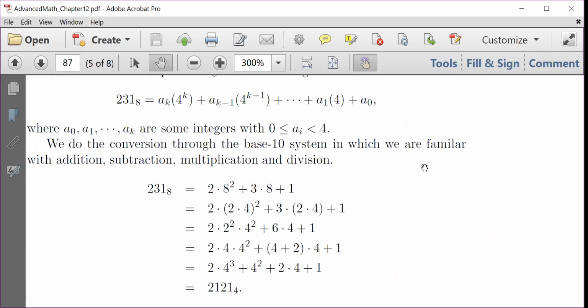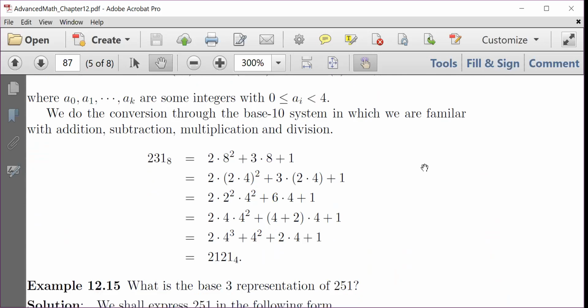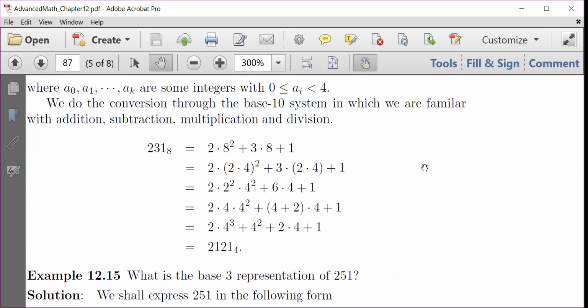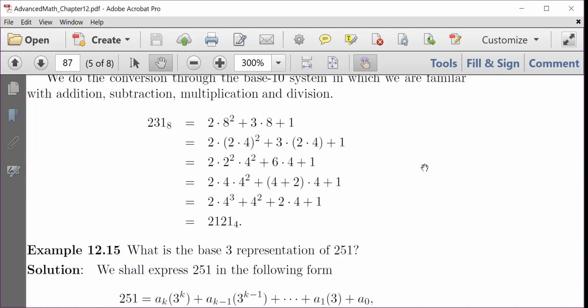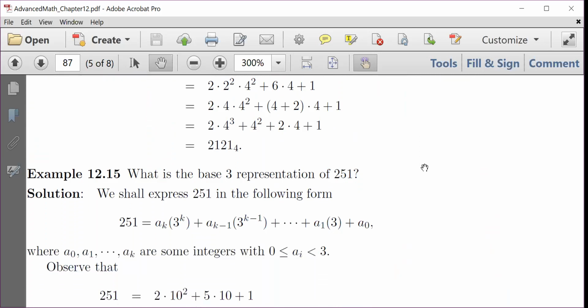Don't worry, we are delayed a little bit. I just want to quickly talk about the last problem, 12.15. What is the base 3 representation of 251? The idea is you have to express 251 in that form. This is the way I do it. First of all, 251 is 2 times 10 squared plus 5 times 10 plus 1.